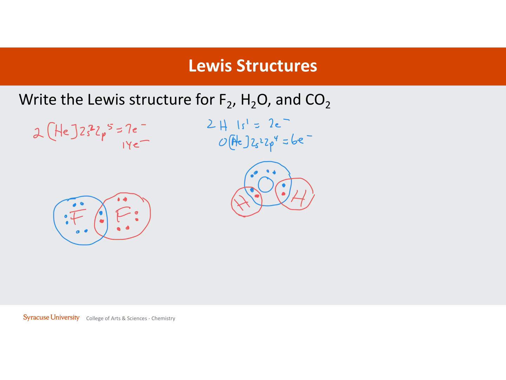How many valence electrons do we have to assign for carbon dioxide? All right, well, carbon is helium 2s2 2p2 for 4 electrons. I've got 2 oxygens at helium 2s2 2p4, so 6 electrons for each oxygen, 2 oxygens total, so 2 times 6, I've got 12 electrons there. I've got 16 total electrons I have to assign. So again, carbon goes in the middle, and I'm going to put oxygen on both sides of carbon.